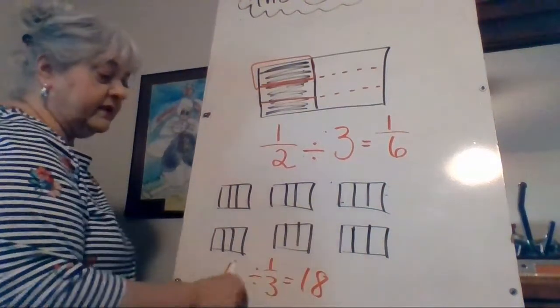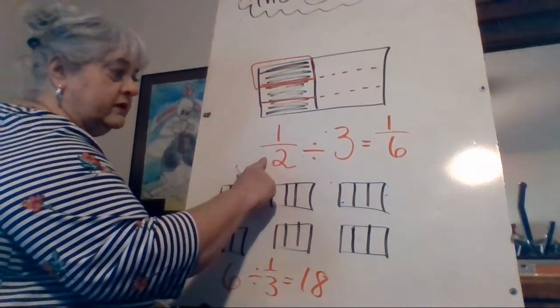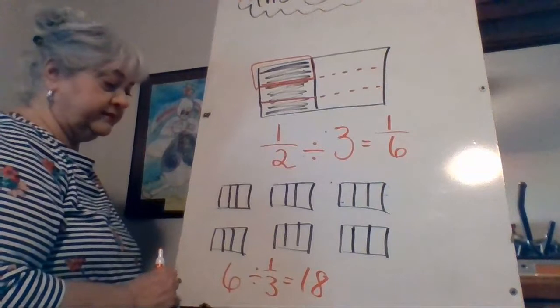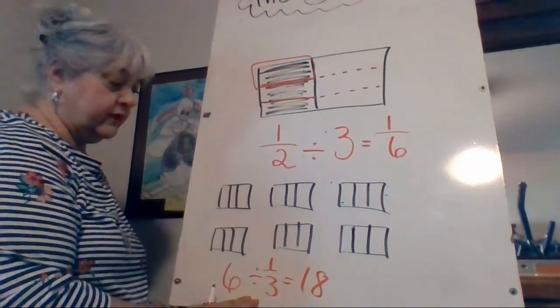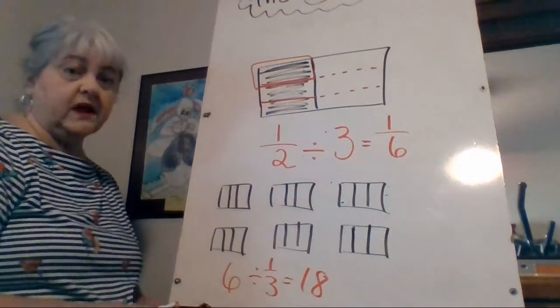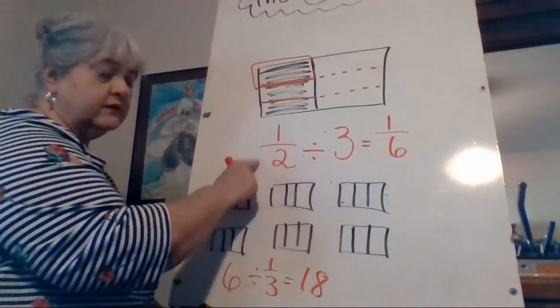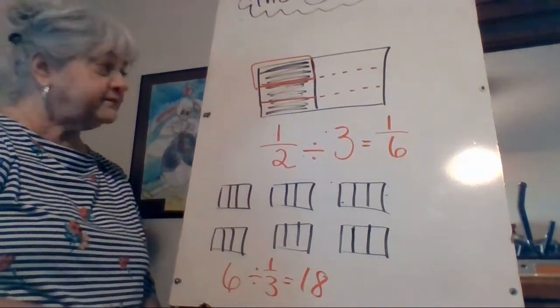When we are dealing with a unit fraction, if you start with a unit fraction and you're dividing it, your answer is going to be a fraction. If you start with a whole number but you're dividing it by a unit fraction, your answer is going to be a whole number. Now that doesn't work when you get into fractions that aren't unit fractions, but in 5th grade we're just working with unit fractions.